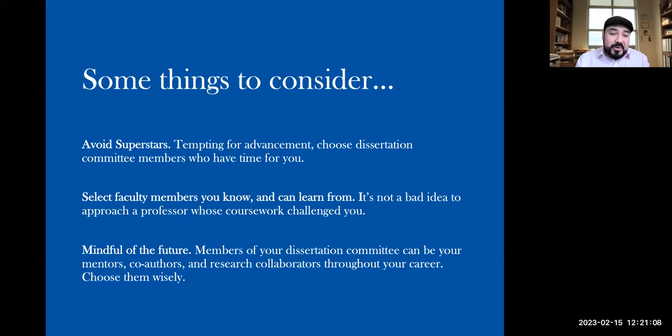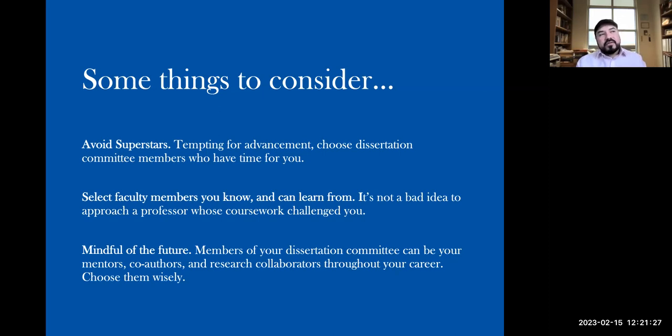And it's not a bad idea to approach a professor whose coursework challenged you, because you know that you're going to need that as you start engaging. How do you look at your problem, your statement of problem, through a different lens, right? How do you look at it more critically? How do you look at it through a different methodological approach, through a different theoretical lens, right?